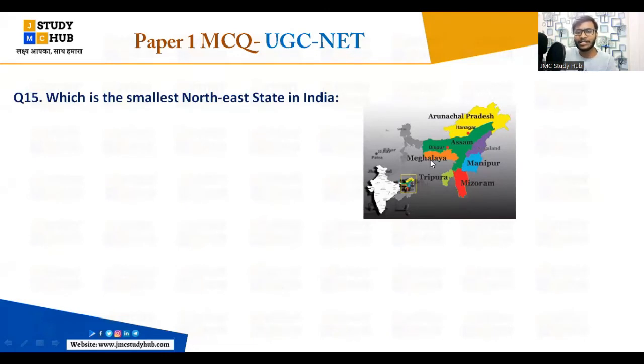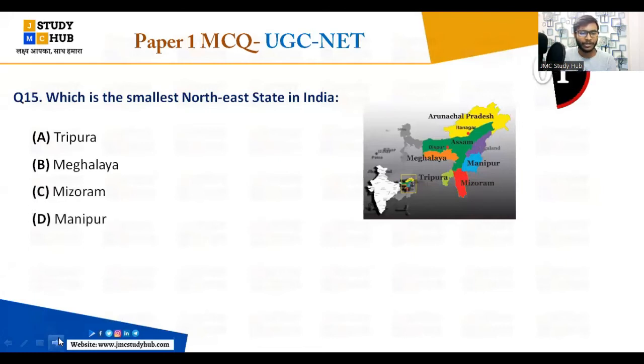Chaliye. Next, I am asking which one is the largest northeast state in India? Largest. Just look on the map and give the answer. Largest northeast state. Yes, very good. Remarkable answers. Beautiful answers. So let's check here. A, Tripura, Meghalaya, Mizoram, Manipur. Right? So that is the answer.